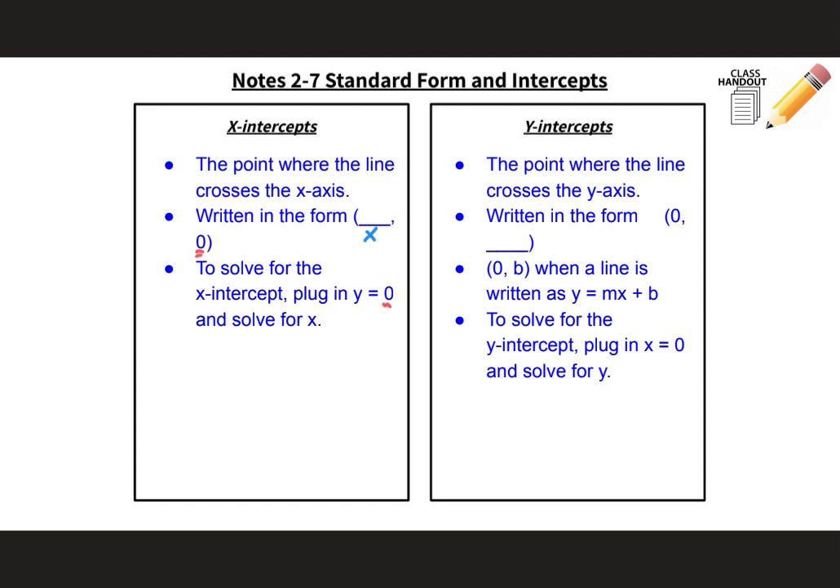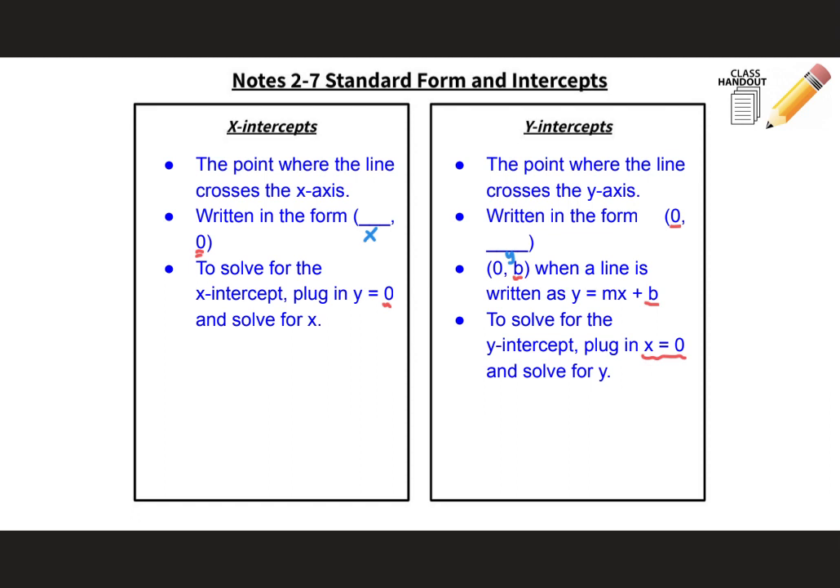For y-intercepts, that's the point where the line crosses the y-axis. It's written in the form (0, blank), where the blank is the y-intercept. When the equation is written in slope-intercept form, y equals mx plus b, then (0, b) is the y-intercept. But you can also solve for the y-intercept by plugging in x equals 0 and solving for y. The reason we can do that is because the x value for any y-intercept is 0.